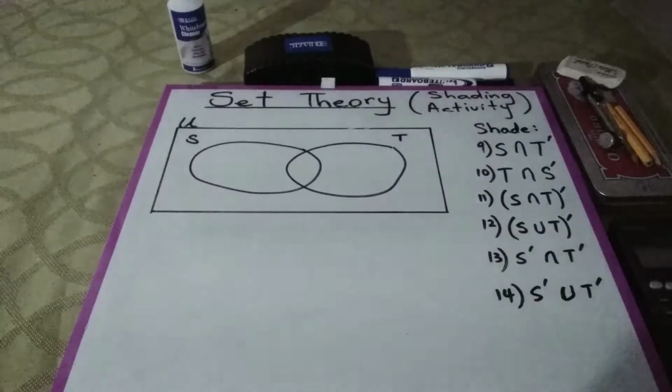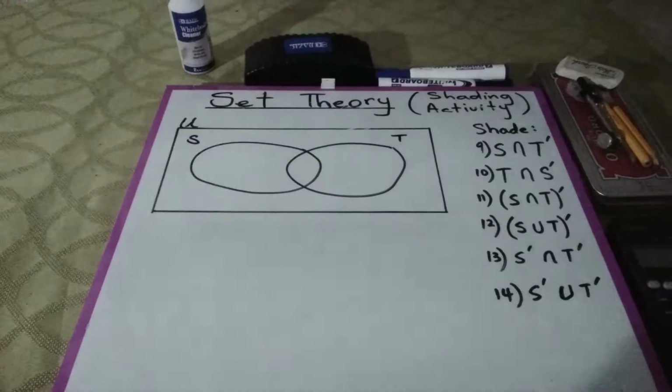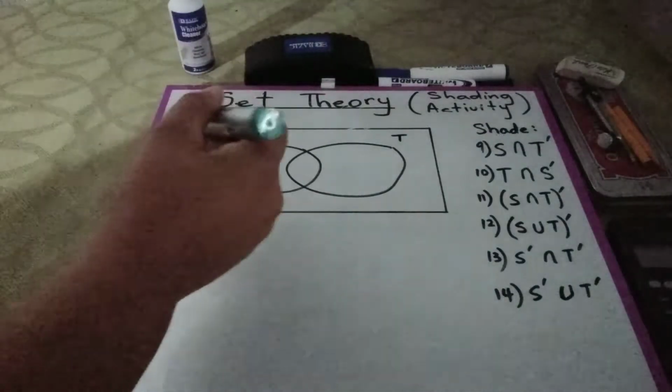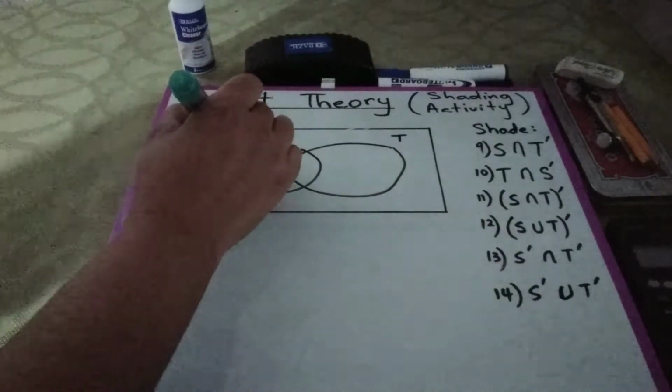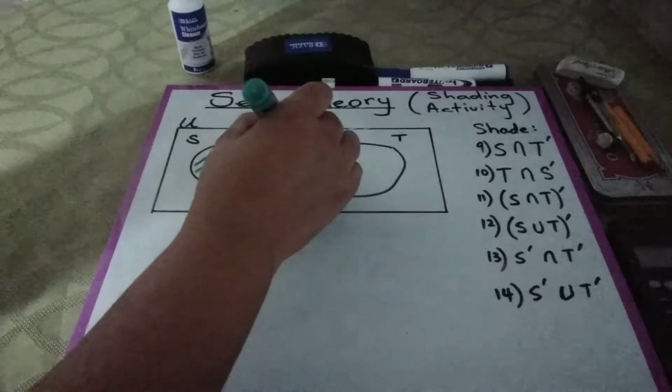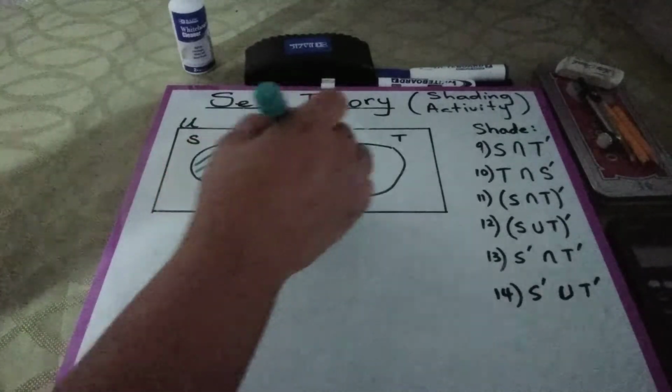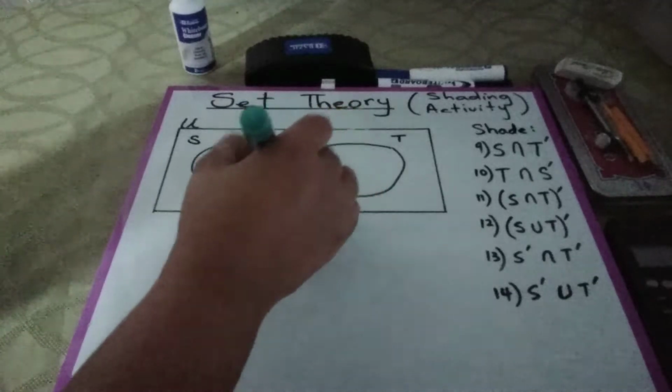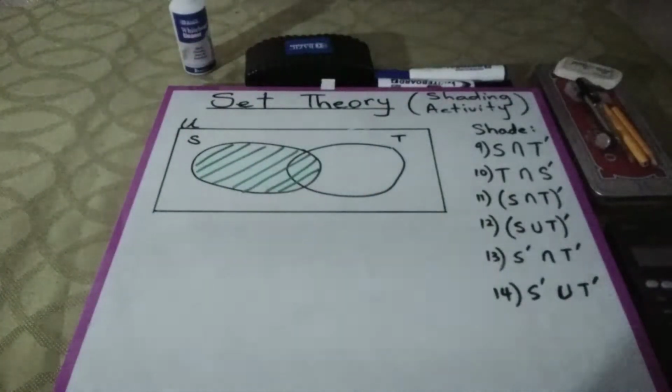Okay, for this second video in shading, trying to identify the sets, we are going to do number 9 question, S intersect T complement. So the first thing we do, we shade the circle S. And because it's intersect, we're going to shade it one direction, and then in the other circle, or other thing that we're going to be shading would be in the opposite direction. So two different directions. So all of that is set S.